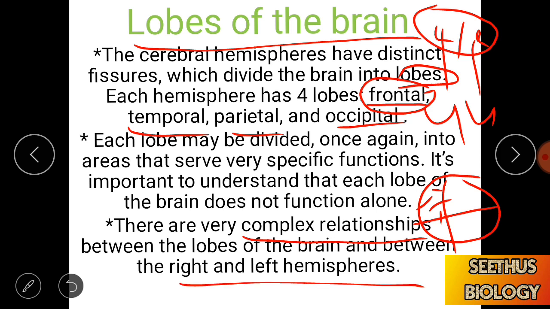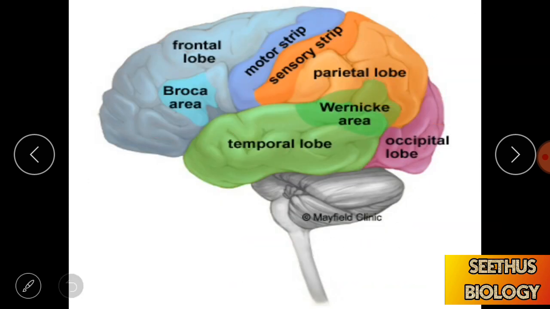The lobes and the hemispheres, their connection, and their functions in our body involve a complex interplay between the lobes and the hemispheres, which is happening in our brain. And this is the picture showing how many lobes are present. I already said that there are mainly 4 lobes present in each hemisphere.